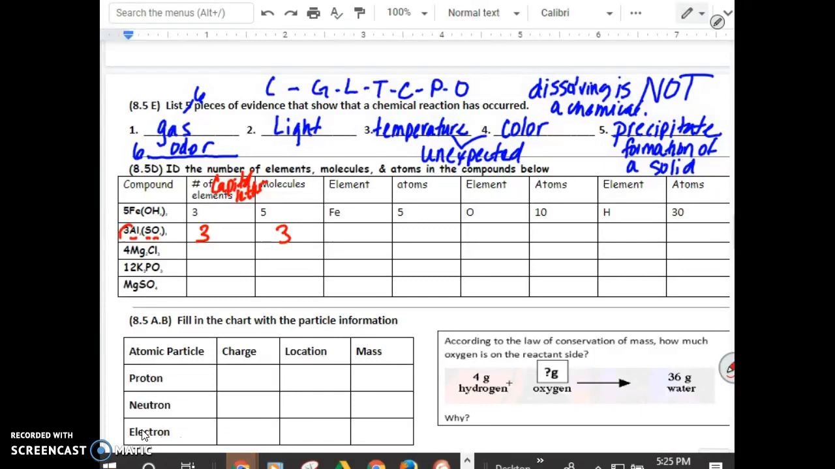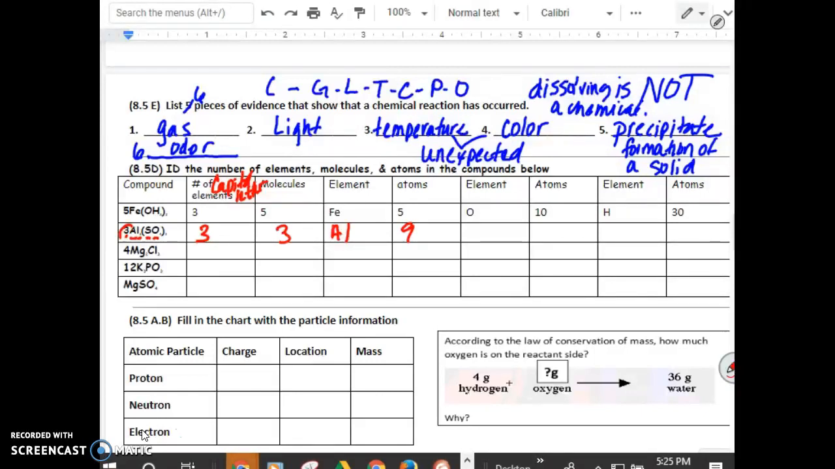The first element here we have is Al. And how many Als do we have? Well, Al2, this little subscript down here, you multiply it times the coefficient. It's not in parentheses, so we don't have to worry about that. So 3 times 3 is 9, which gives us 9 atoms of aluminum.